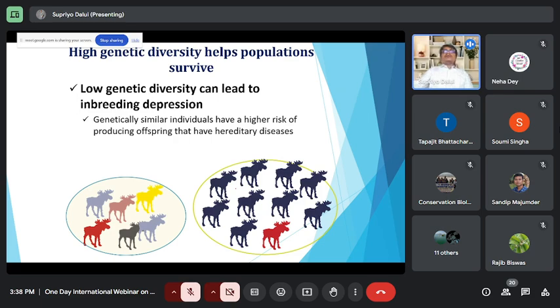And if something happens, like any kind of natural calamity or disease spread, the chance of this population surviving is very low. Whereas on the other hand, this population may seem smaller, but they have different kinds of individuals, so their genetic diversity is higher than this population, and because of this, their survival chance is much higher than this bigger population. So we have to understand the population. First of all, we have to study the population for understanding the genetic diversity and inbreeding depression.